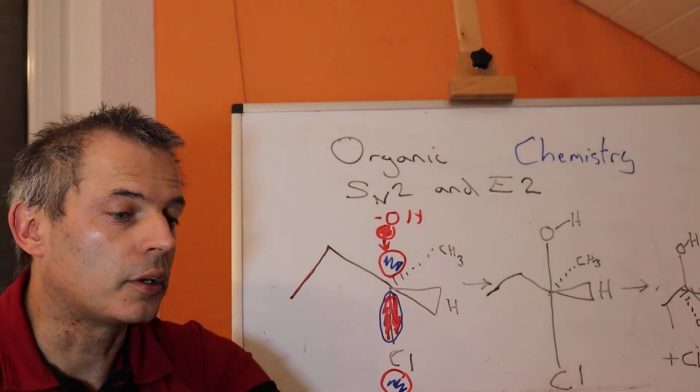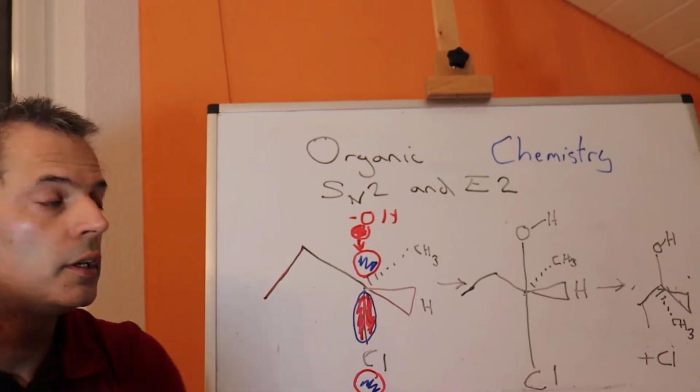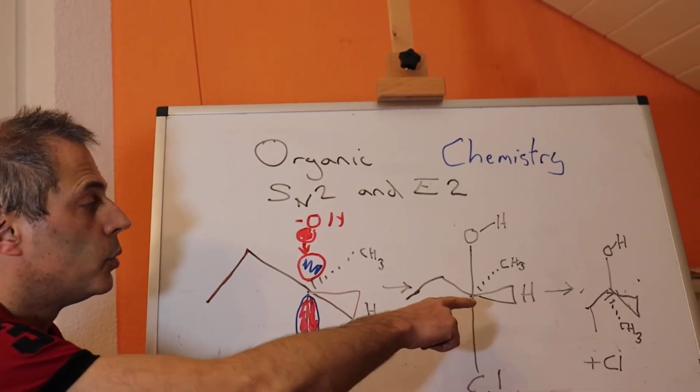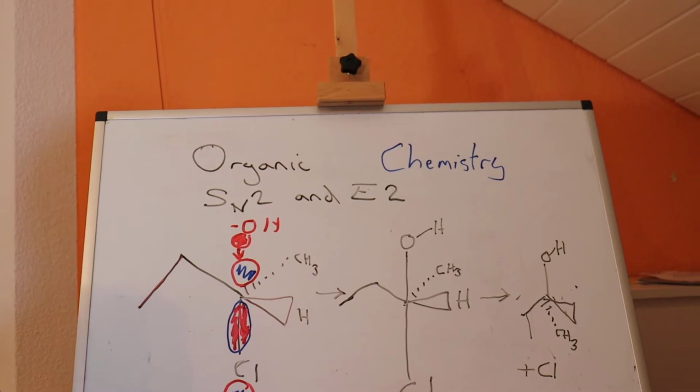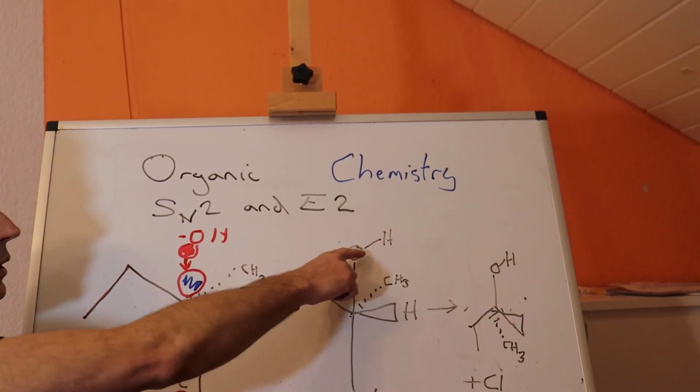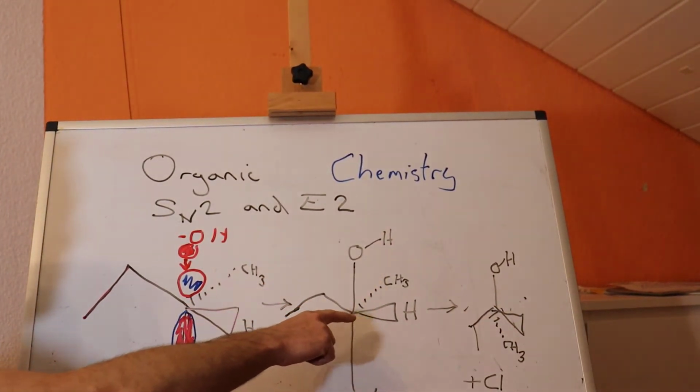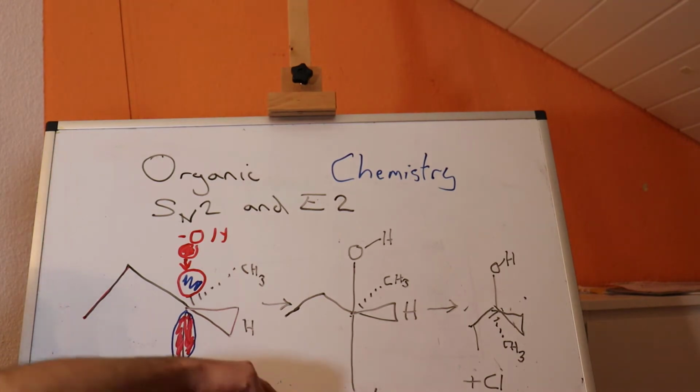So I've drawn it out over here. Let's have a look at it. We've got a long bond coming in and one leaving. We've got a bond coming in from the OH minus and a bond leaving from the chloride.